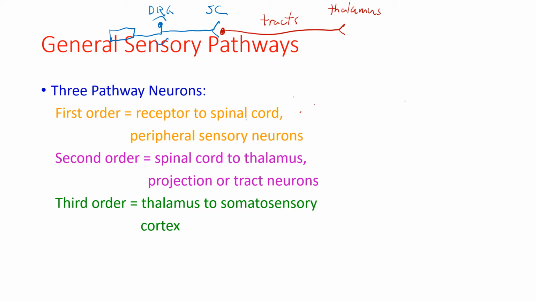And then finally, we're going to have our third order neuron. The third order neuron is going to begin in the thalamus, and this neuron is going to ascend up into the cerebrum. Usually, we are going to be looking at area 312 of the cerebrum, but there will be, again, a few exceptions to that rule as we work through these general sensory pathways. So as I present the general sensory pathways, we'll be using this terminology of first order, second order, and third order neurons.